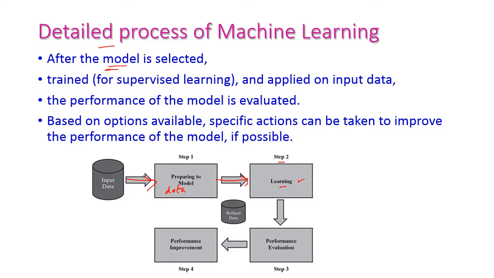Once the learning is completed, step 3 is called performance evaluation, where we evaluate this particular learning model. Once the performance is evaluated, step 4 is performance improvement. If any improvement is required, that improvement will take place. Let us see all those things in somewhat more detail in the next slide.